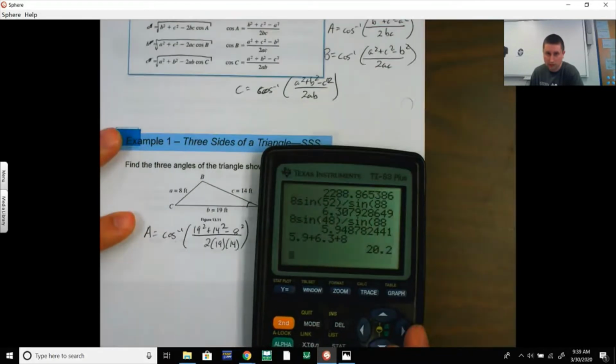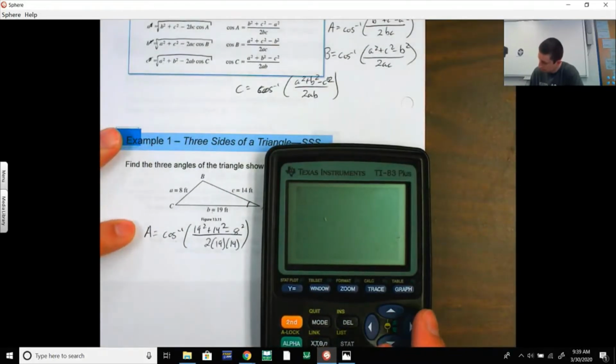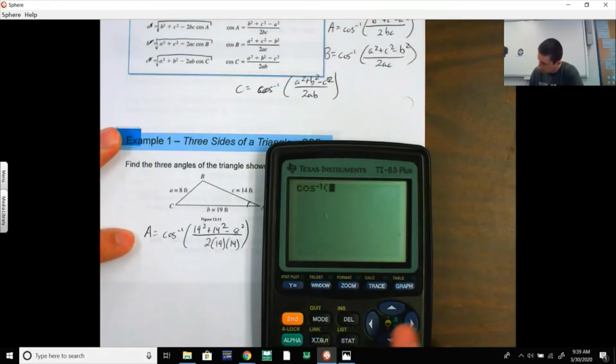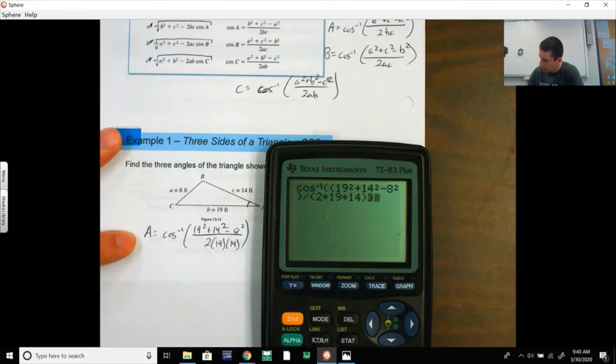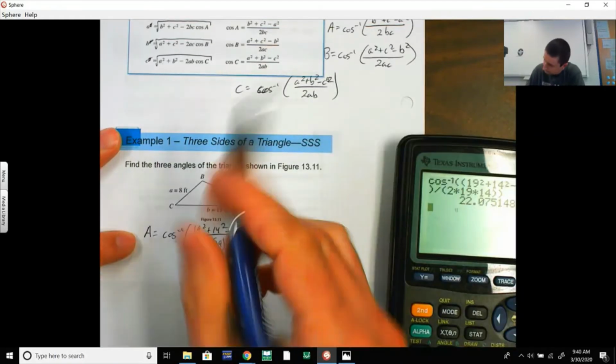Make sure you're doing the top and bottom parts independently. So I'm going to do a parenthesis to get the top part together, 19 squared plus 14 squared minus 8 squared. There's my top, divided by, again, a parenthesis for the bottom, 2 times 19 times 14. So close the bottom. I have a parenthesis for the top, a parenthesis for the bottom, and a final parenthesis to close the inverse cosine. And we get 22 degrees.